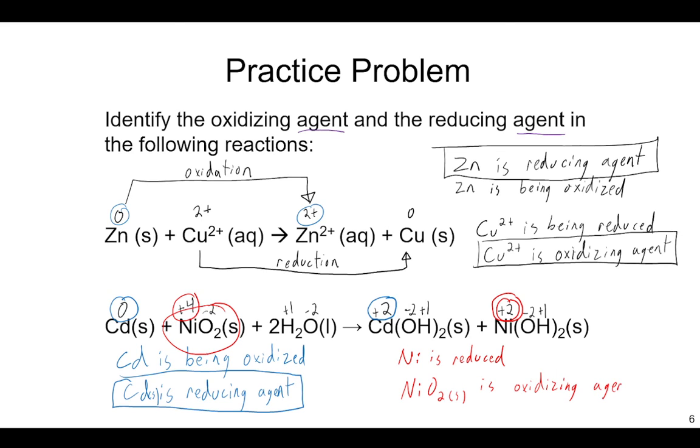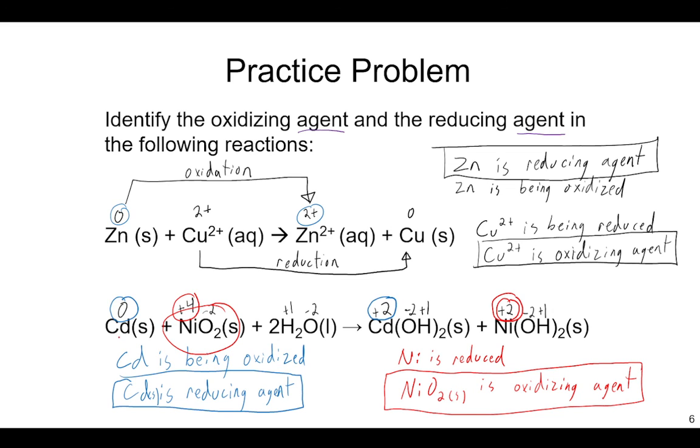Okay, so I wanted to do these 2 examples. The first one kind of straightforward. The second one a little bit more complicated, but it also illustrates this last point that the agent here is the entire compound that has the element. If it's an oxidizing agent, it is nickel oxide because nickel is being reduced, and nickel oxide is the entire molecule that contains the thing getting reduced.